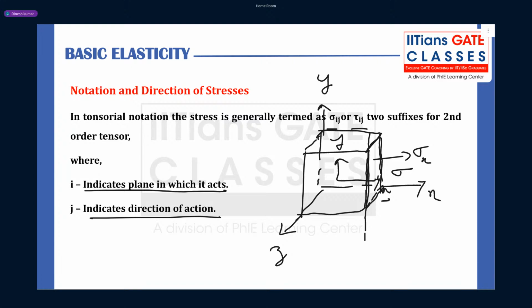X, and in what direction are we finding it? We are finding it in the x direction, so it is sigma xx. Now on this yz plane, I want to write the shear stresses. So how do I decide the direction of the shear stresses? I decide based on this normal stress. Here you can see the normal stress is going in the positive x direction.